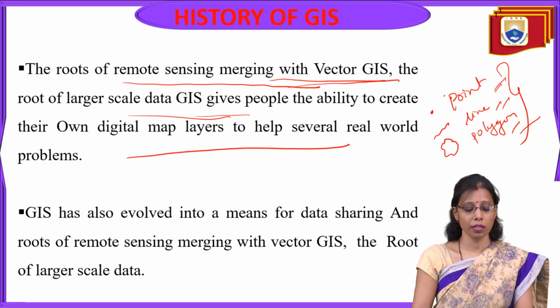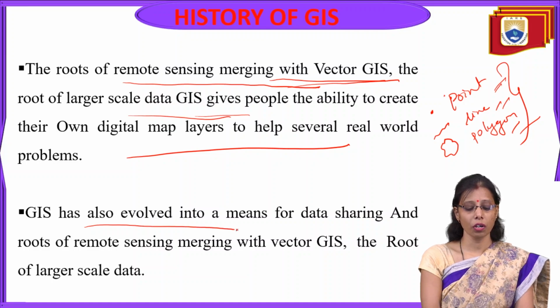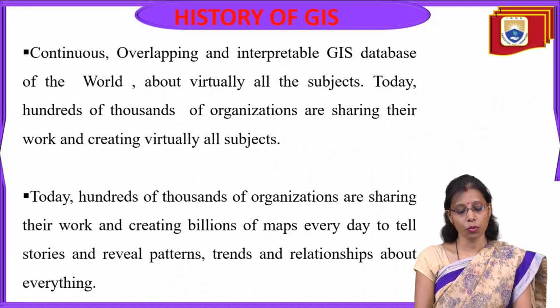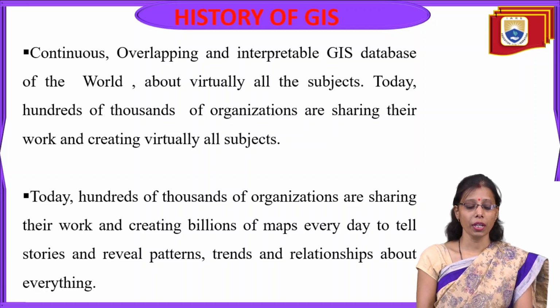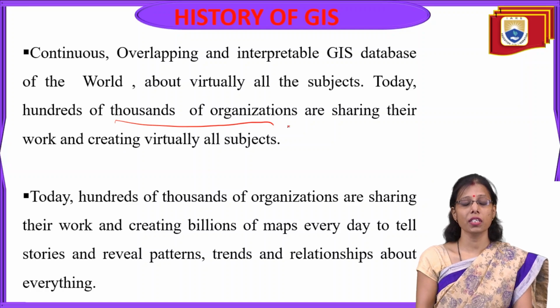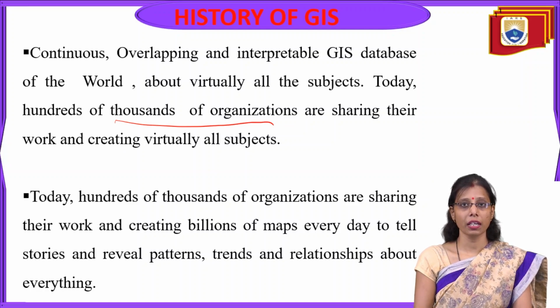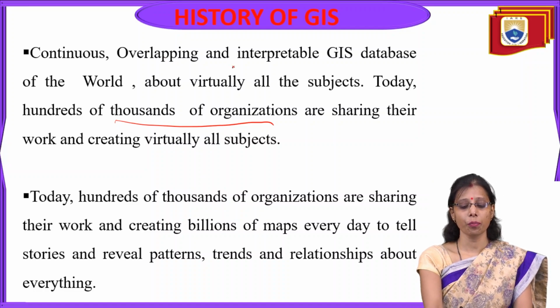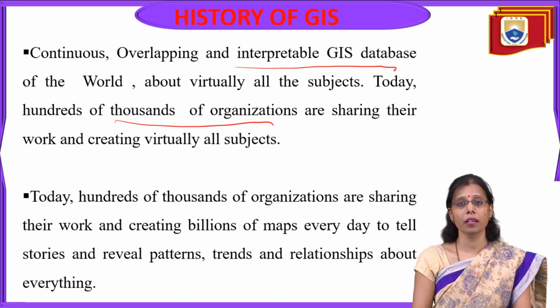So this is how GIS is helpful, and GIS has also evolved into a means of data sharing and the roots of remote sensing merging with vector GIS, the root of larger scale data. So a continuous, overlapping, interpretable GIS database of the world about virtually all the subjects. Today, hundreds of thousands of organizations are sharing their work and creating this virtually for all the subjects, right? So a continuous, overlapping and interpretable GIS database of the world, right?